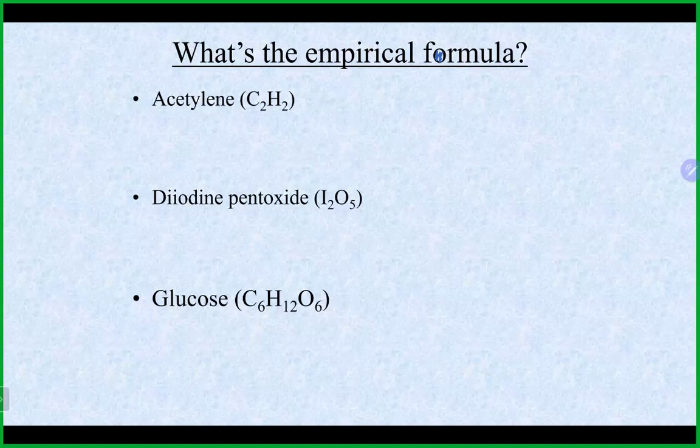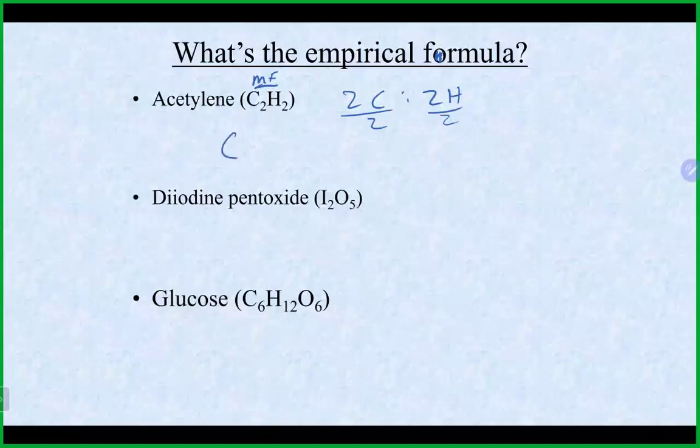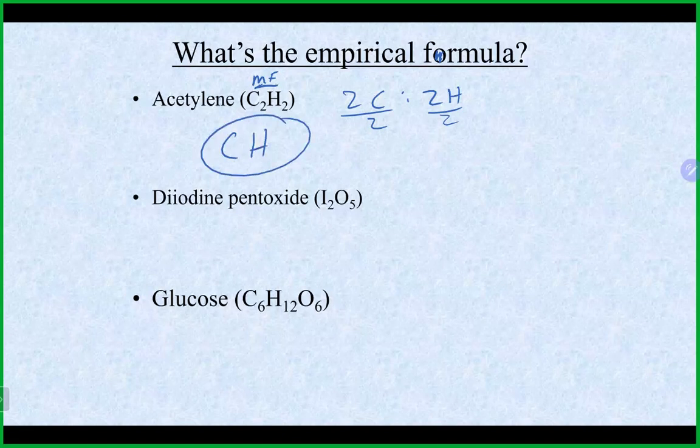So if these are our molecular formulas here, in the case here, we have 2 carbons and 2 hydrogens, which means we could definitely reduce everybody down by 2, which would give us 1 carbon and 1 hydrogen, which would be our empirical formula. Here, when we look at I2O5, we got 2 I's for every 5 oxygens. That's pretty much as far down as you could go because there's no way to still get whole numbers. So that would also be our empirical formula in this case.